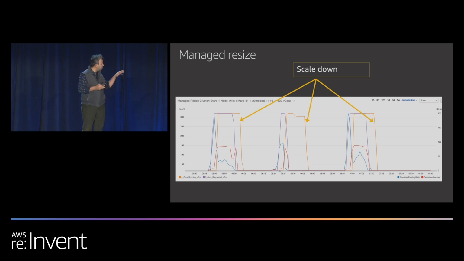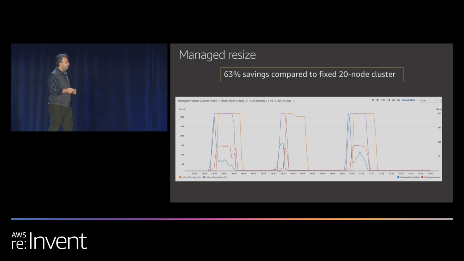You can see that it behaved very well in scaling up and then delayed a little bit in its scaling down because it was trying to make sure that no jobs are actually canceled during the process of scaling down. When we compared this to running a fixed 20-node cluster, we found that an auto-scaling cluster, or a managed resize cluster, would save you roughly about 63% costs.